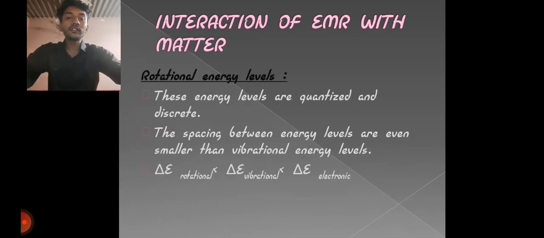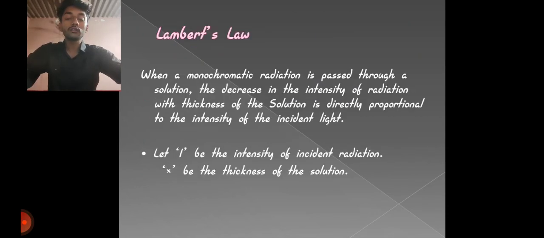So rotational energy levels: these energy levels are quantized and discrete. The spacing between energy levels is even smaller than the vibrational energy levels, where delta E rotational is smaller than delta E vibrational, which is smaller than delta E electronic energy transitions.